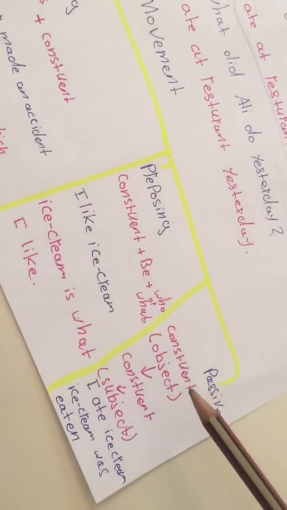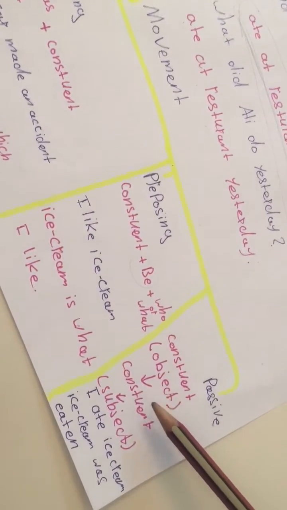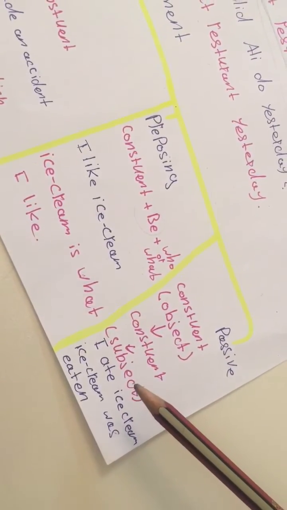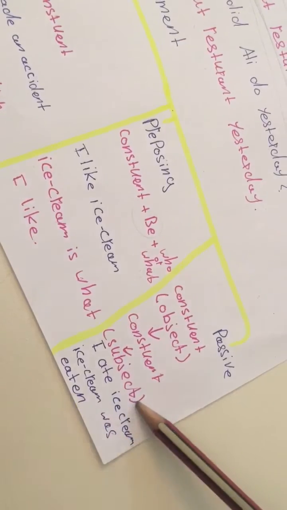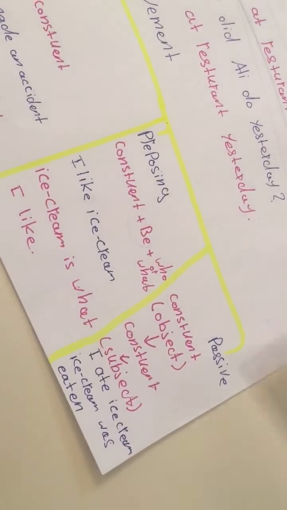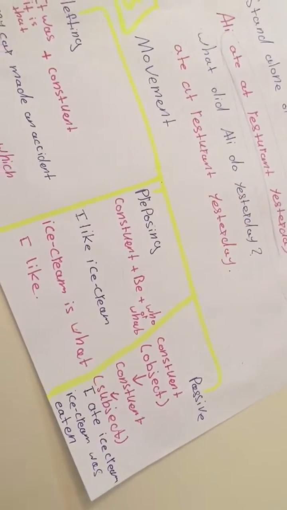And the last one is the passive. Constituent object, then the constituent subject. Here's an example to explain it. I eat ice cream. Ice cream was eaten. I put the object first, then the subject.